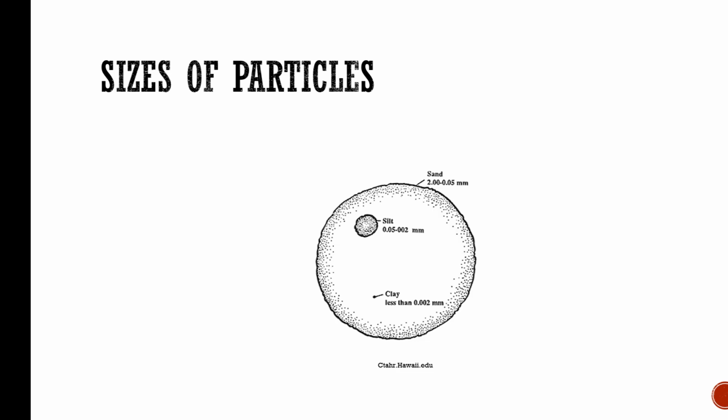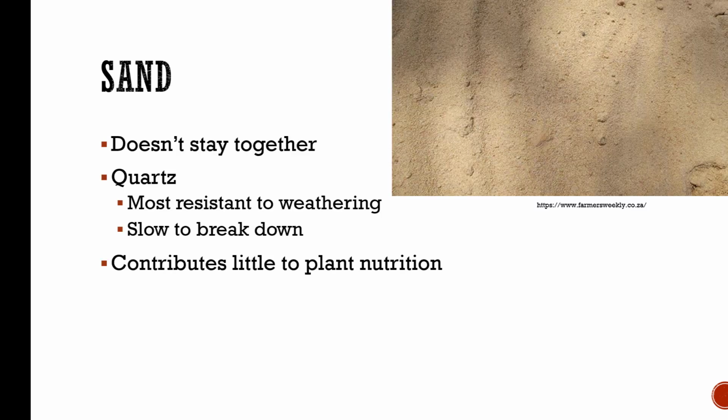Okay, this is a really great visual on the differences in the different soil particles. Sand is the largest particle that can be seen with the naked eye. Silt needs to be under a microscope, and clay needs a specialized microscope. It's really tiny. So sand, if you have a sandy soil, it doesn't stay together, so it doesn't aggregate, which is really important to hold moisture in the soil. Much of the sand that we have is quartz-based. It's the most resistant to weathering, and it's very slow to break down, and it really doesn't contribute anything to plant nutrition.